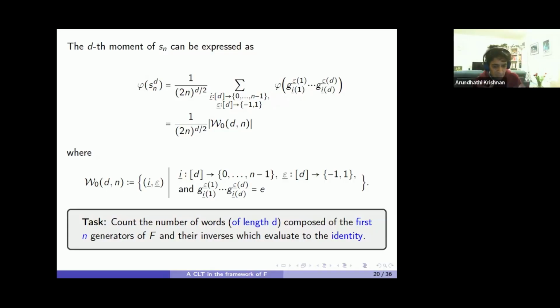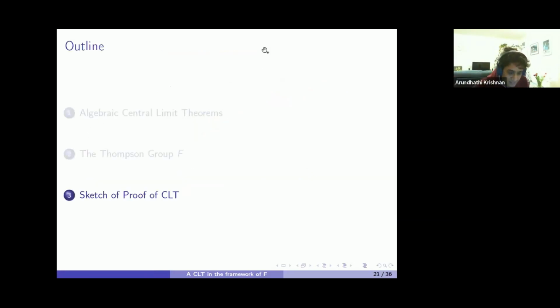And because I care about the length of that product being d, a useful way to think about this is what I've written here under the task. You're counting the number of words of length d composed of the first n generators of F and their inverses, which evaluate to the identity. I'm thinking about this as a word because you're really thinking about the tuple I here. So I'll just look at an example.